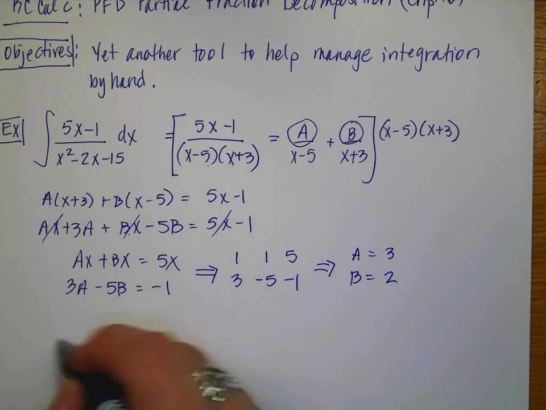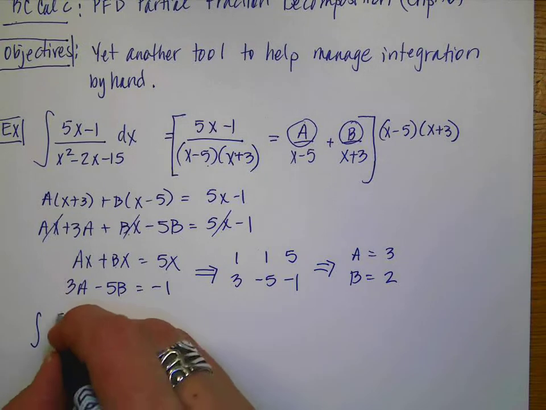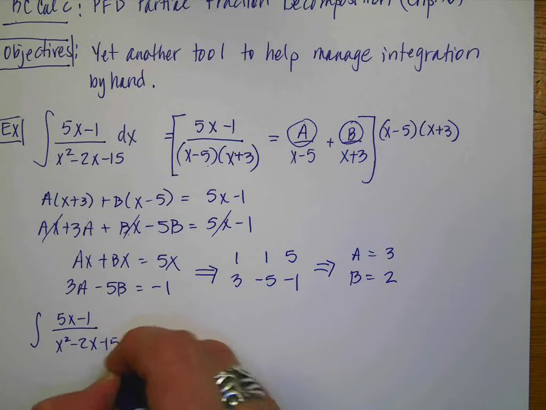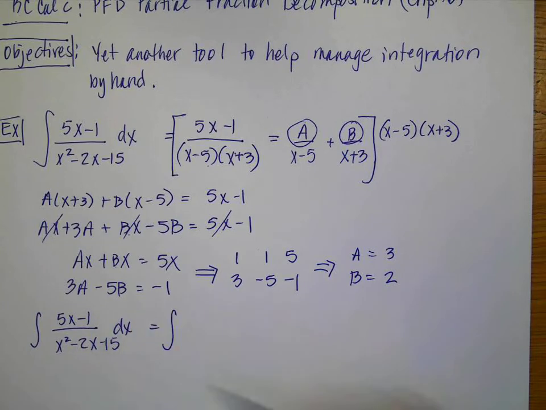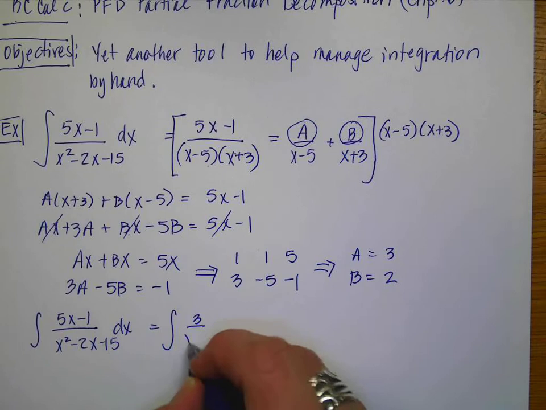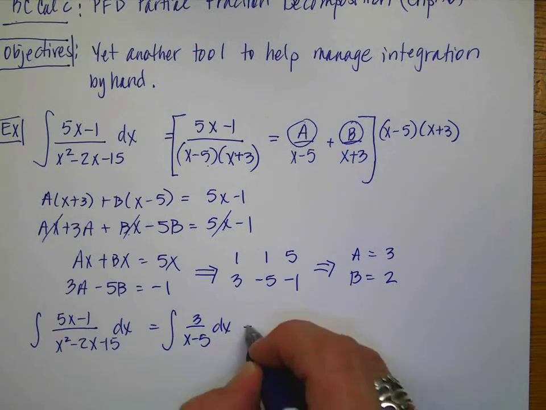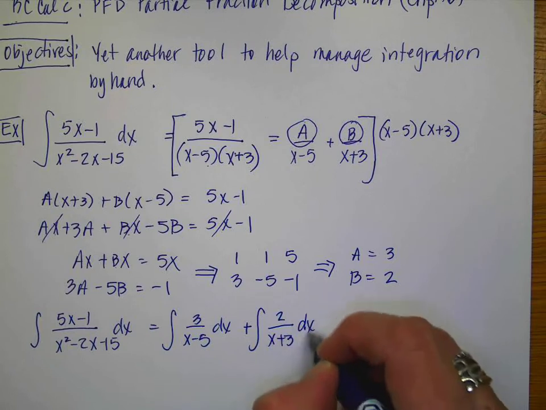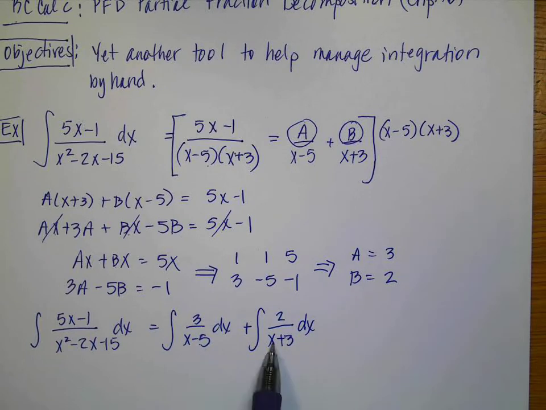So now if you notice, I can go ahead and rewrite the integral. The original integral was 5x minus 1 over x squared minus 2x minus 15 dx. Now I can write it as the integral of 3 over x minus 5 dx plus the integral of 2 over x plus 3 dx. These are considered the partial fractions, but what it's done is made your integral now very easy to manage. Alrighty? Alright, that was the first example.